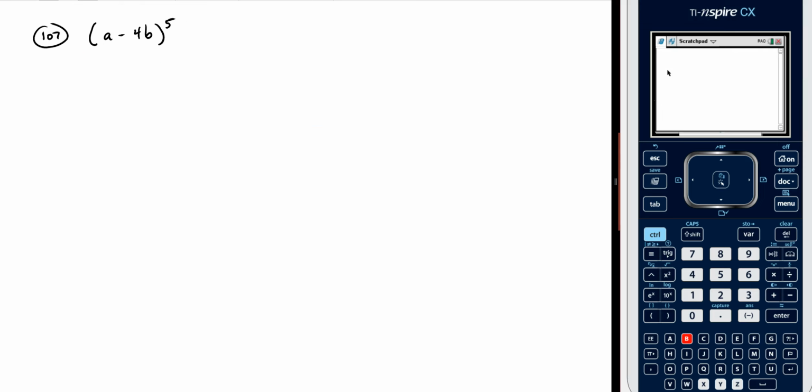Alright, 107, last one. Again, it's binomial expansion. This time it's a minus 4b to the 5th. I could do it the exact same way because it's just the 5th row, so it would just be one more row on top of the one that we did on the previous one. But I want to do it with the combination so you guys can see it both ways.